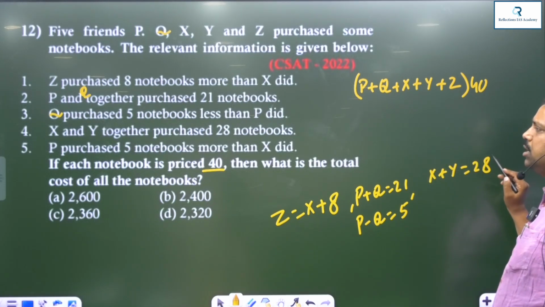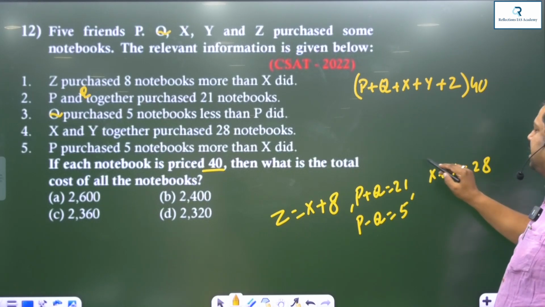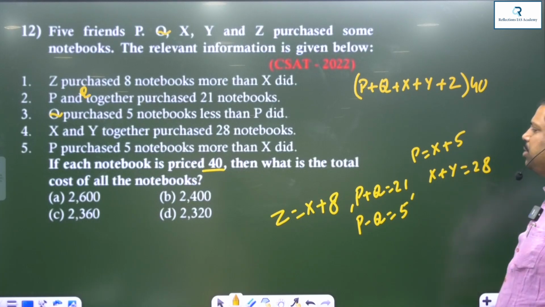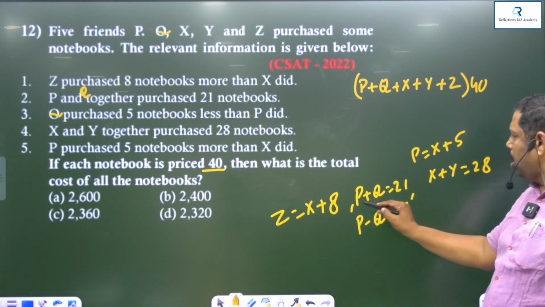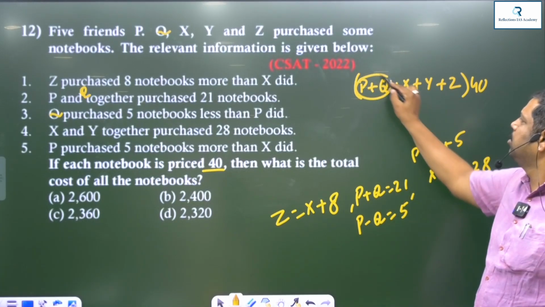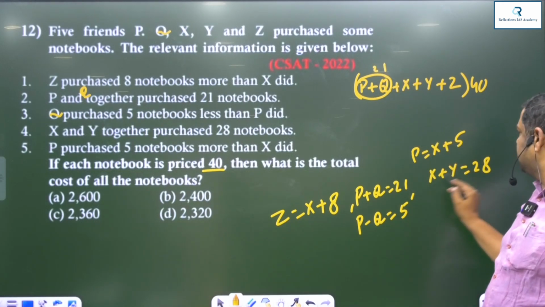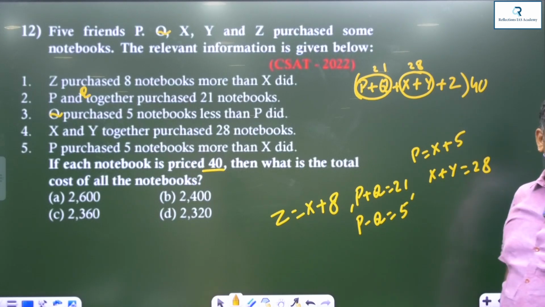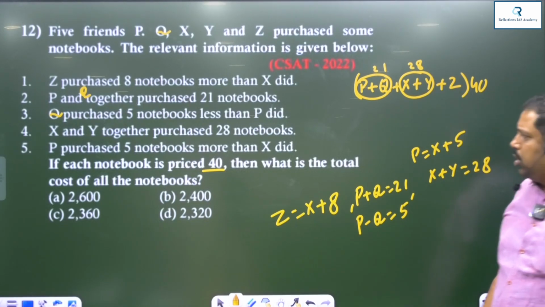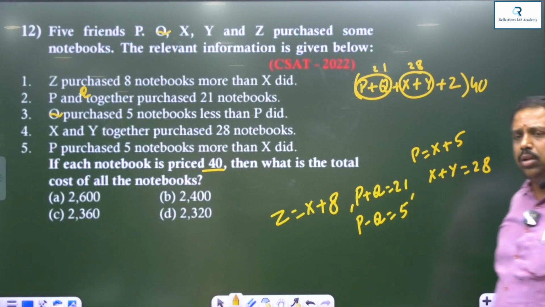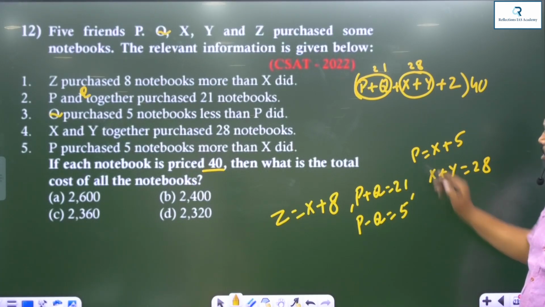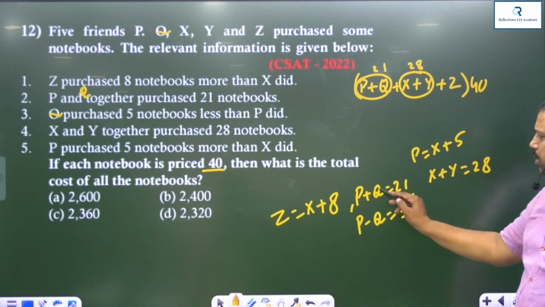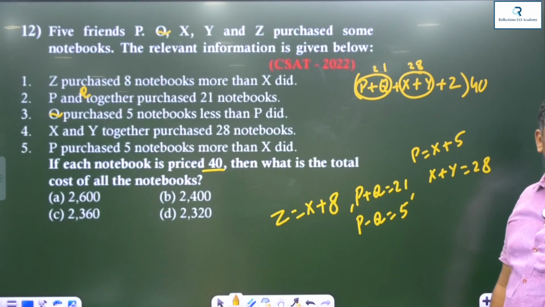28 notebooks. And P purchased 5 notebooks more than X did. Okay, P is equal to X plus 5. Here, very simple, I can say. Already I know P plus Q is how much here? 21. Okay, already I know X plus Y is how much here? The only thing I have to calculate is Z. Yes or no? If I want the Z value, I have to know X value. From these two, I will get P value, right? The game is over. Okay.